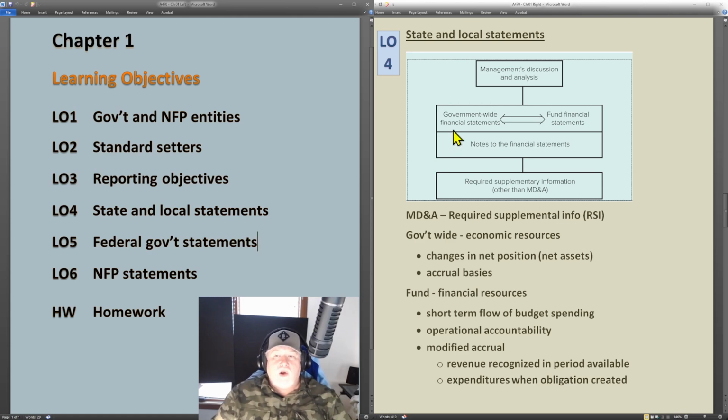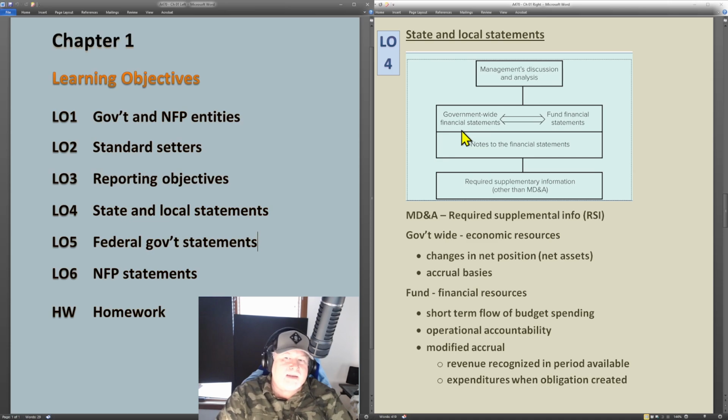The next line here, we're looking at two sets of statements, a government-wide financial statement and a fund financial statement. These two are different in their approach, and they're different in their accounting methodology. The government-wide is looking at economic resources, and you can think of this as kind of being the balance sheet. When I talk about economic resources, I'm really talking about assets. But whereas a company may legally own its assets, it's not to say a government doesn't own its assets, but it owns the assets on behalf of the people.